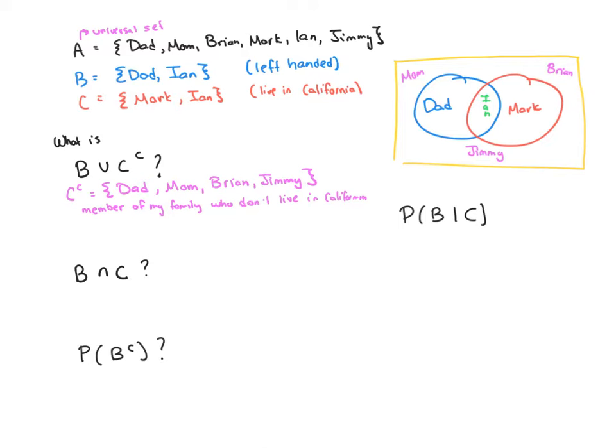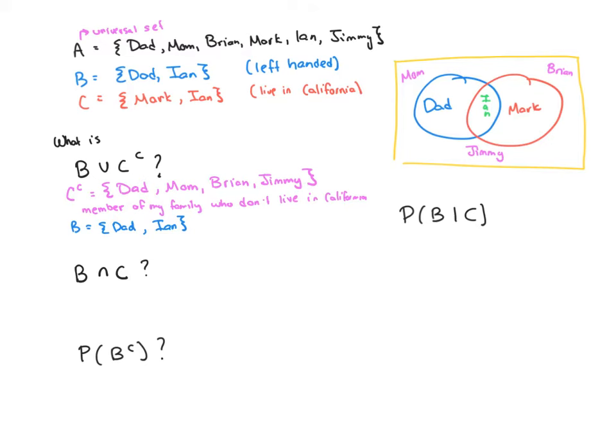Okay, and now I want to union this with B. So I need to take all of the things that are either in C complement, the things that aren't in C, and add additionally the things that are in B. In B, we have my dad, who's already in C complement, so he doesn't get added to that union, and my brother Ian, who wasn't there yet, so I do need to add him in.